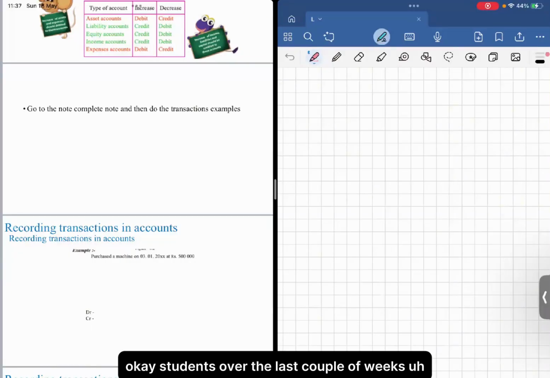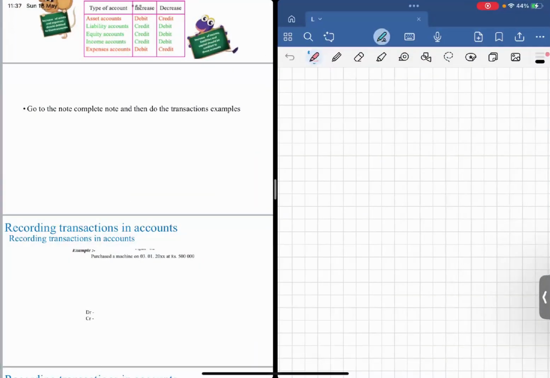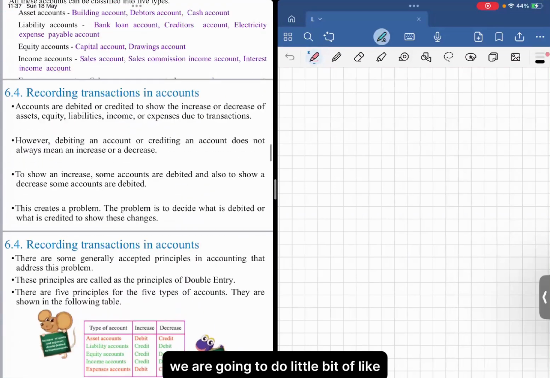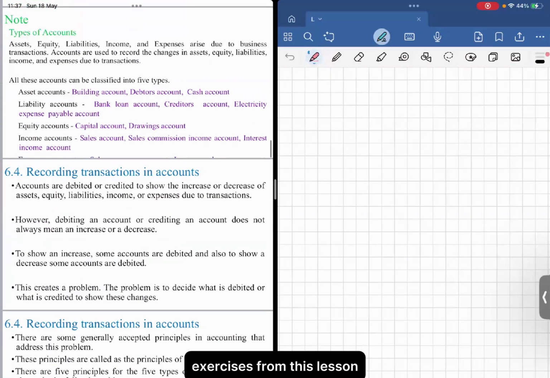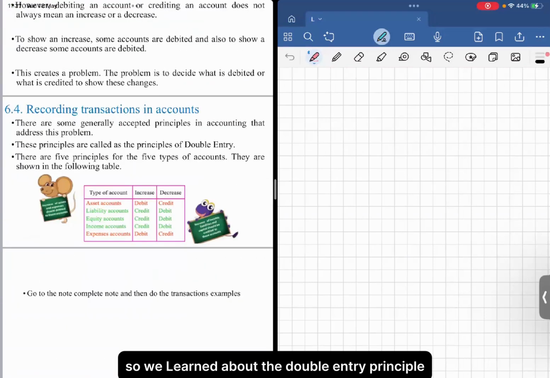Okay, students, over the last couple of weeks, we studied the double entry principle. And now today we are going to do a little bit of exercises from this lesson. So we learned about the double entry principle.